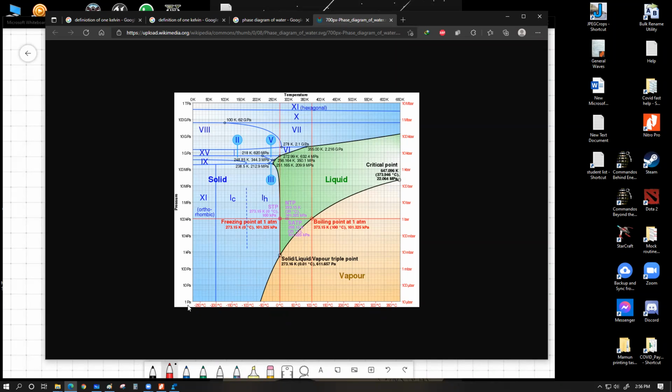Atmospheric pressure is about 10 to the power 5 Pascal, which means atmospheric pressure is somewhere around here. Freezing point at 1 atmospheric pressure is 273.15 Kelvin at 101.325 kilopascal. This is the typical room temperature that we have. Boiling point at 1 atmospheric pressure is this thing. If we shift this observation line, we're going to have the freezing point of water pretty much fixed up to 10 megapascal, but beyond 10 megapascal, water can be liquid even below 0 degrees Celsius.